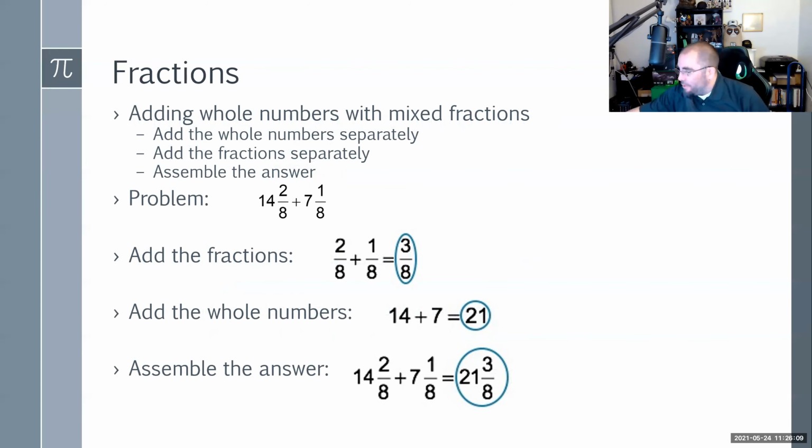If we're adding numbers that have mixed numbers or mixed fractions, you add the whole number separately and then add the fraction separately. So in this case here, we have 14 2/8 plus 7 1/8. We're going to add the 14 and the 7 together to get 21. We're going to add our 2 fractions together to get 3/8. And the final answer will come out to be 21 3/8.